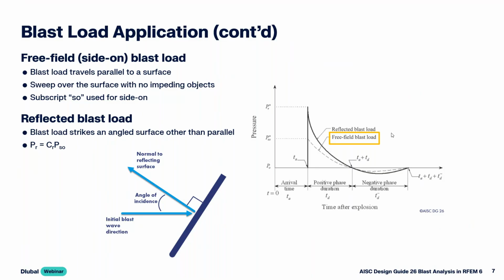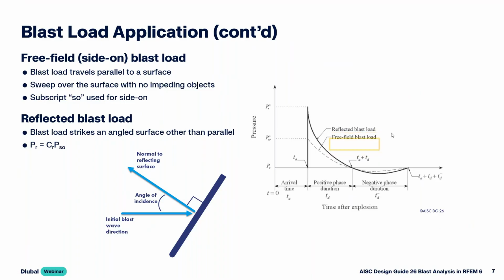We start first with the free field blast load. This is also known as the side-on blast load, where this blast actually travels parallel to a surface. It more or less sweeps over this surface with no impeding objects. So we might be talking about sidewalls, a roof, a rear wall. It's certainly not the surfaces that are oriented directly to the blast. Now, we often see the subscript SO for side-on used throughout literature to represent this particular loading.